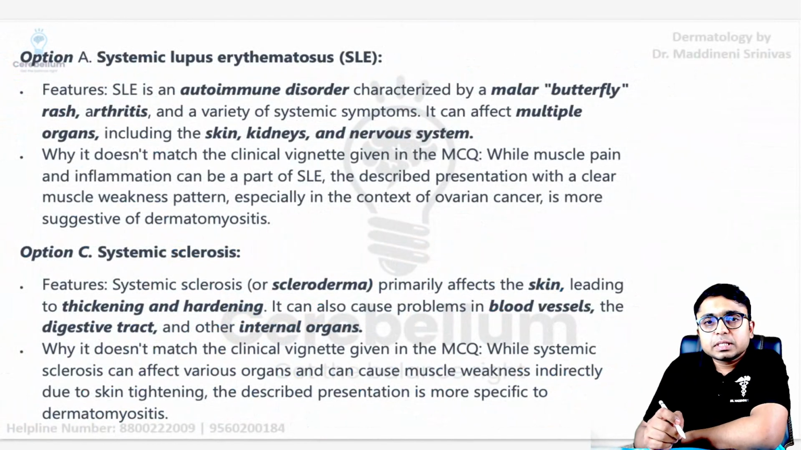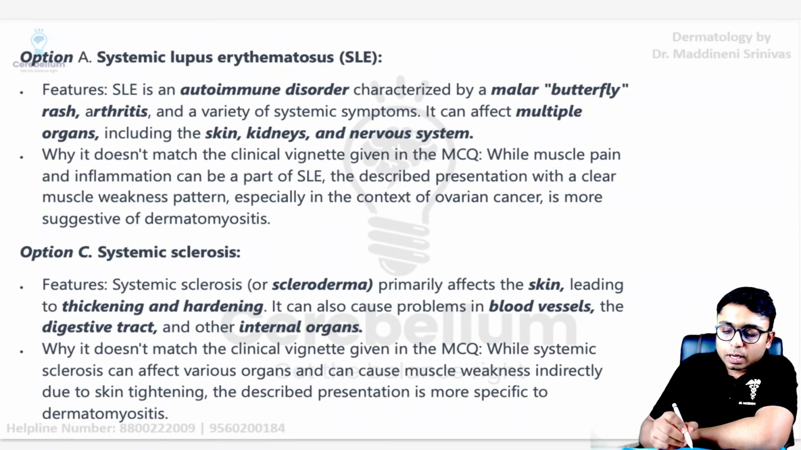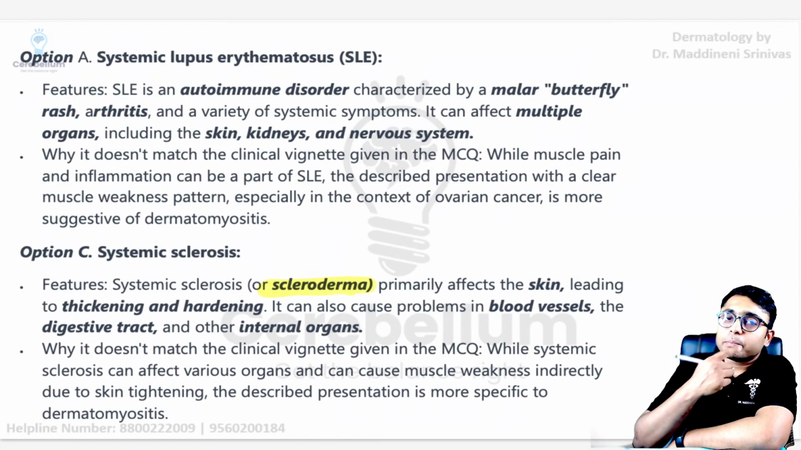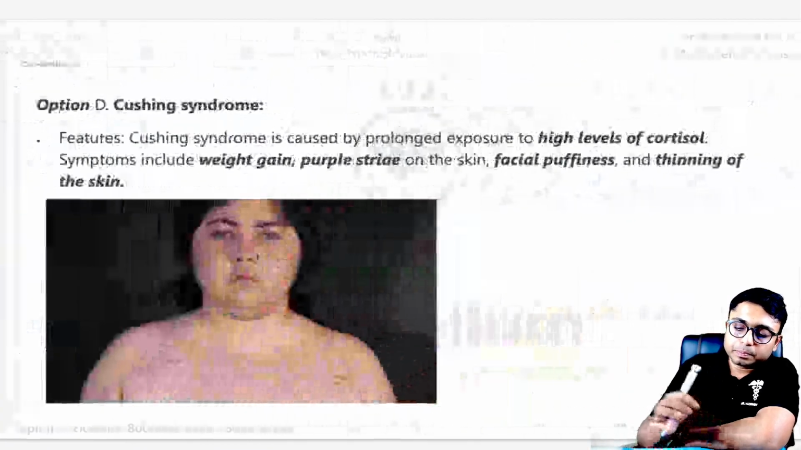So systemic sclerosis, I hope you all have read this in your medicine very detailed way. So this is a scleroderma. This is nothing but the scleroderma where you are going to see thickening of the skin. So in this, what will be the skin manifestations? The thickening of the skin can be there, along with which there can be microstomia, and also salt and pepper pigmentation can also be there. So these are all the manifestations of systemic sclerosis.